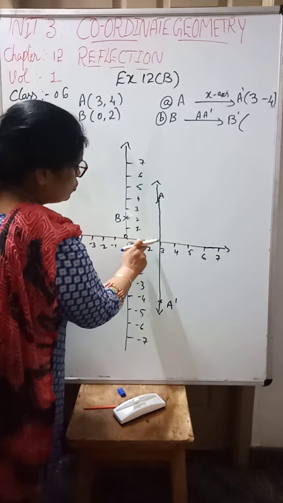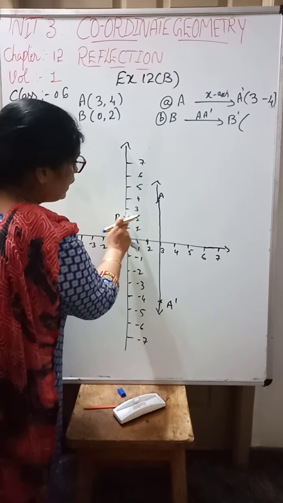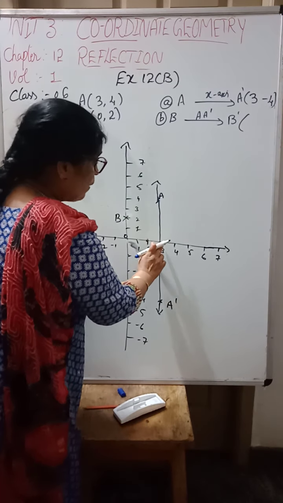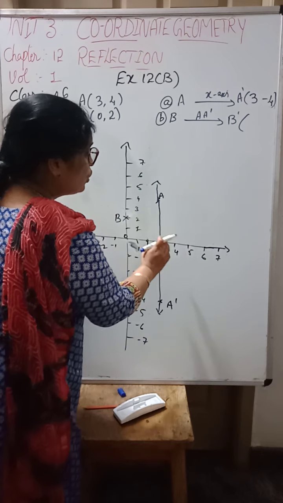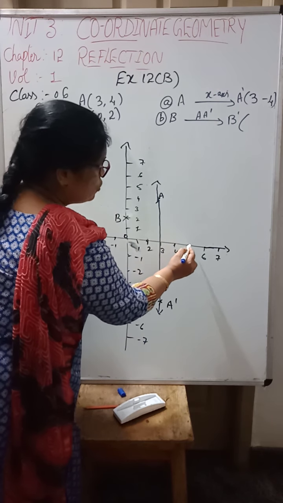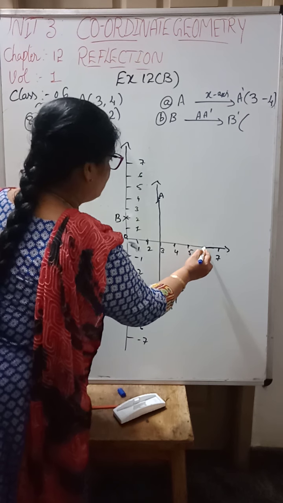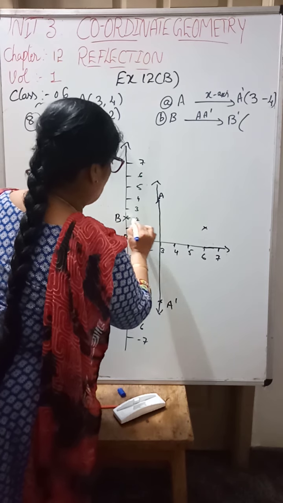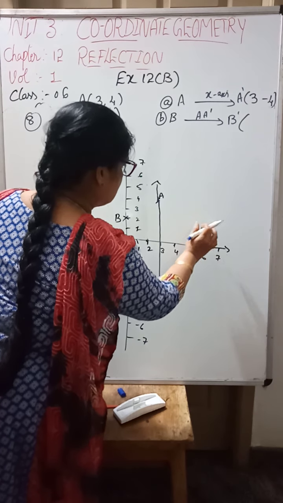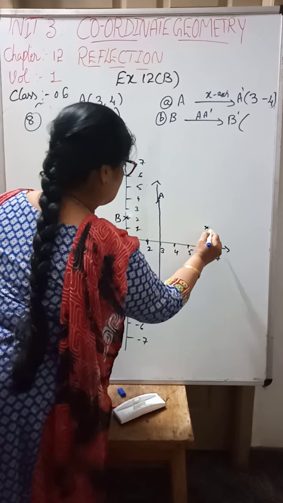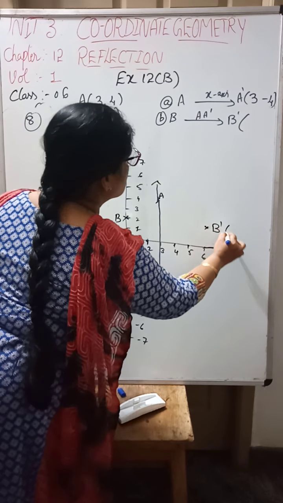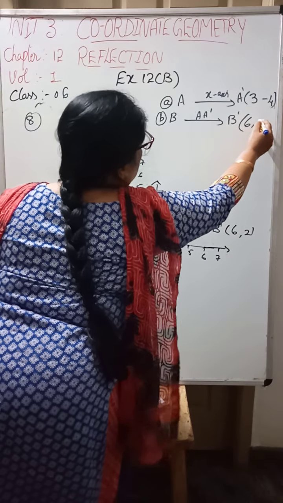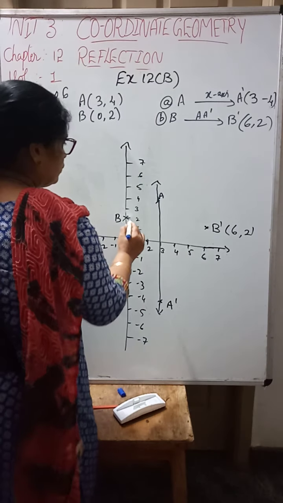Now here 1, 2, 3. The distance from B to the line A dash is 3 units. So further from the line A dash we have to go 3 units further. 1, 2, 3. So B dash takes place here. Approximately the B dash falls here. So we come to know that B dash is (6, 2).